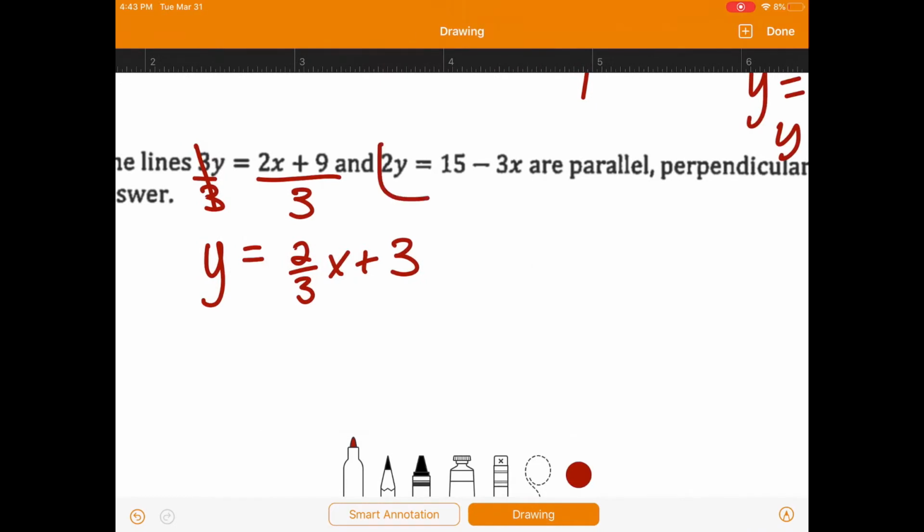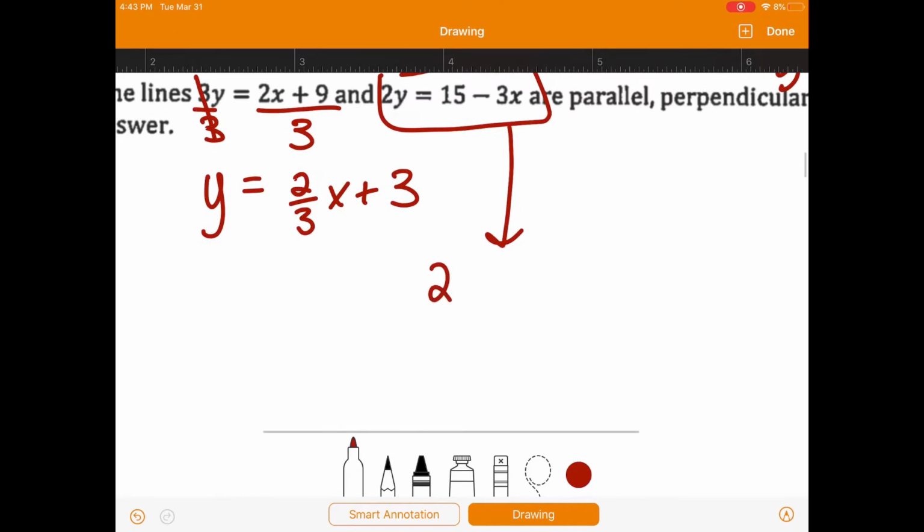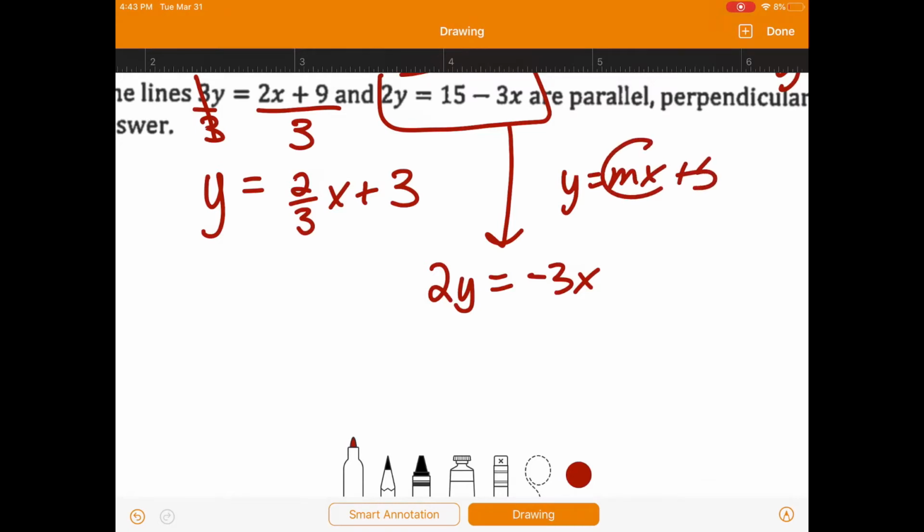And then this one I'm going to rewrite over here. We've got 2y equals 15 minus 3x. We're going to put the negative 3x in the front because we want y equals mx plus b. So the x part goes before the number part. And it's a plus 15. And we're going to get rid of the 2.